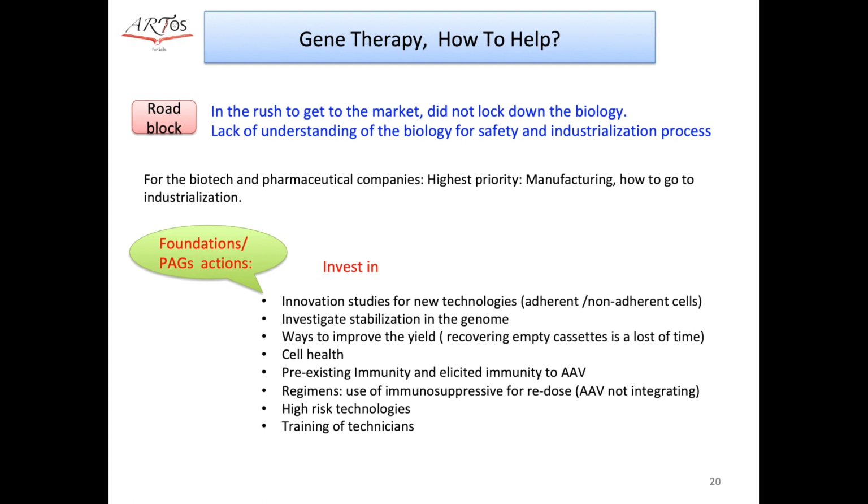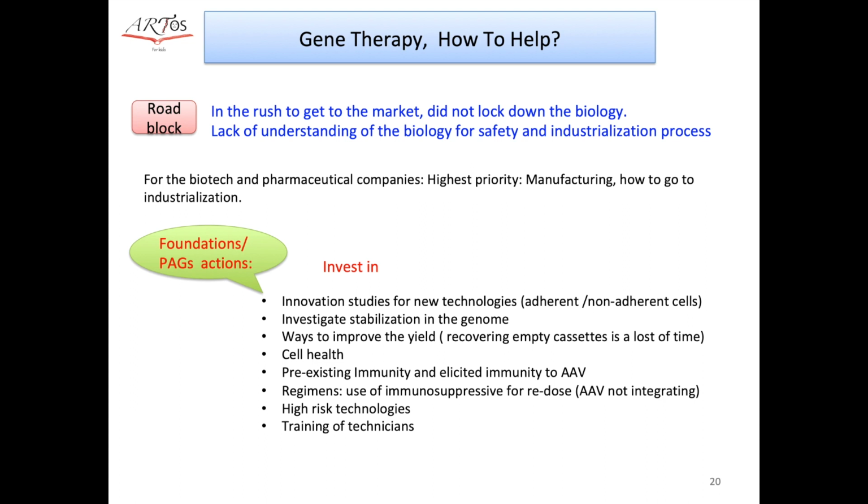For the biotech and pharmaceutical companies, the highest priority is manufacturing, how to go to industrialization. For the foundations, the list of action points is long, since the basic science has been skipped and the field really suffers from it now. Foundations should be investing in innovation studies for new technologies, for example, adherent versus non-adherent cells, and investigating stabilization in the genome, in ways to improve the yield. Recovering empty capsids is a lot of loss of time and happens a lot.